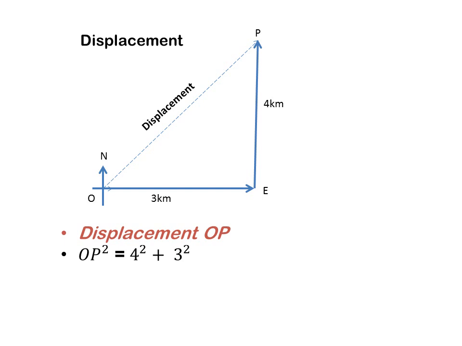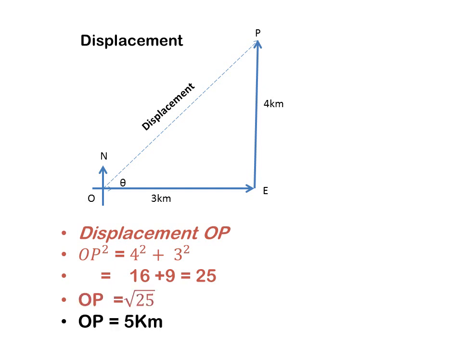The square of line OP is equal to 4 squared plus 3 squared. If you do the arithmetic, 4 squared is 16, 3 squared is 9. If you sum them together, you have 25. So the square root of 25 will give us line OP. OP is equal to the square root of 25, which is equal to 5 kilometers. The magnitude of the displacement OP is equal to 5 kilometers.